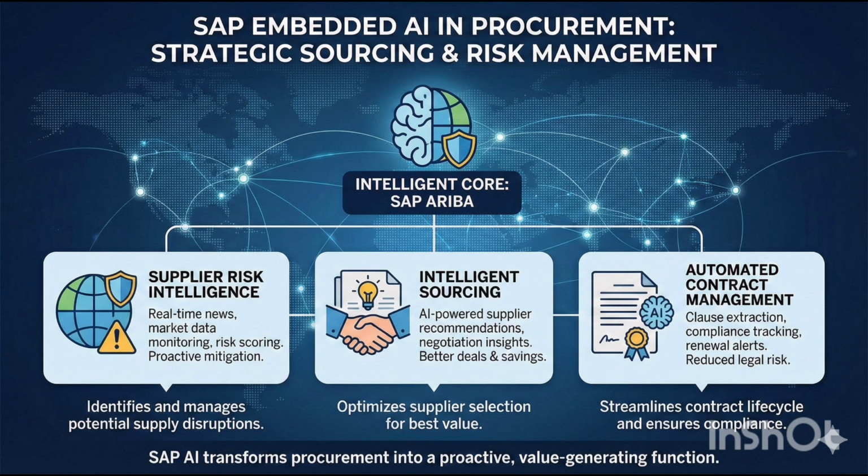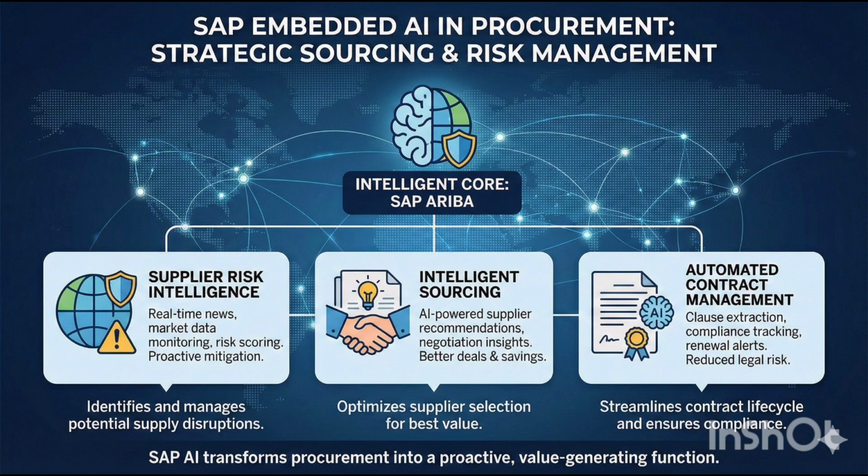Next, we have SAP embedded AI in procurement, which is helping in strategic sourcing and risk management. We have three main uses: supplier risk intelligence, intelligent sourcing, and automated contract management. In supplier risk intelligence, we have real-time news, market data monitoring, risk scoring, and proactive mitigation, which identifies and manages potential supply disruptions. In intelligent sourcing, we have AI-powered supplier recommendations, negotiation insights, better deals and savings, and it optimizes supplier selection for best value.